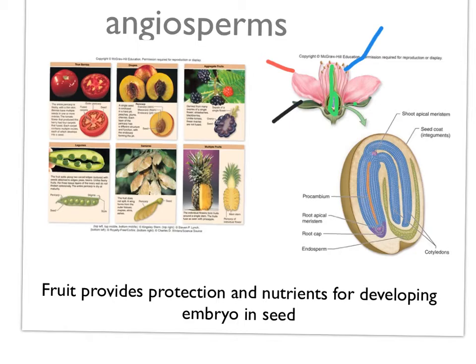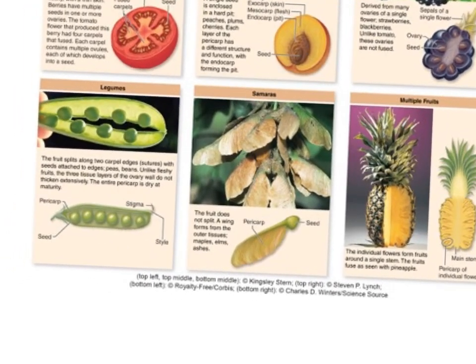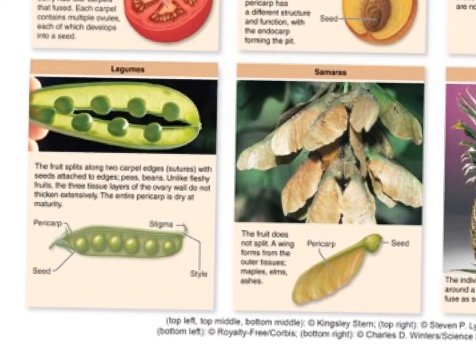But these are other kinds of fruits. Let's see here. So we've got legumes, right? The seeds, the pericarp, all that. There's a style that was fertilized, stigma. These are the seed and then the pericarp. The fruit does not split. It's a wing. So in other words, it's still considered a fruit.